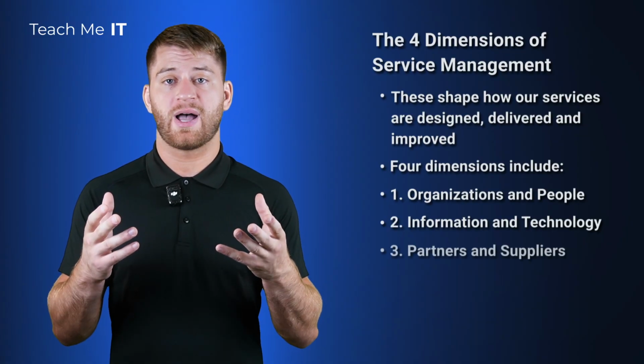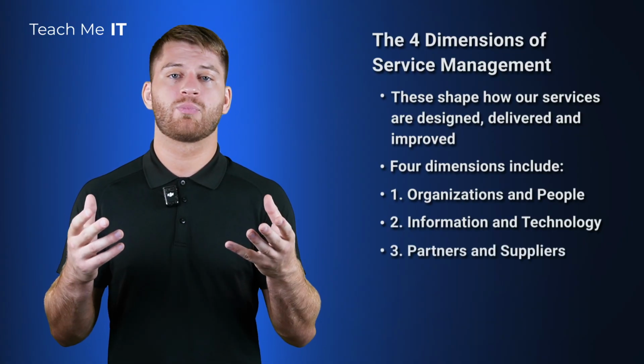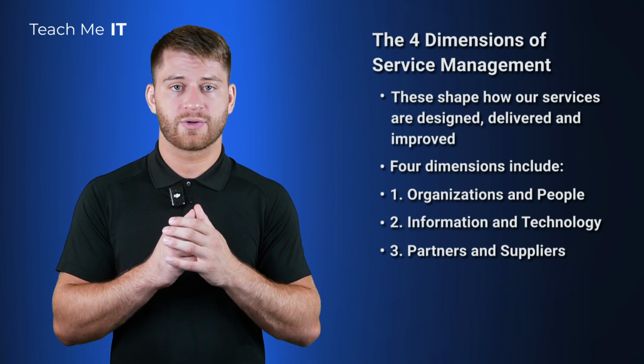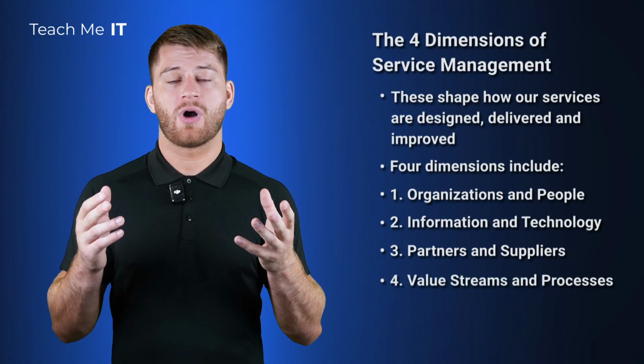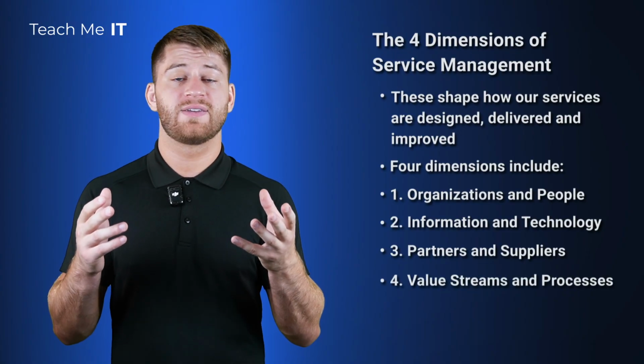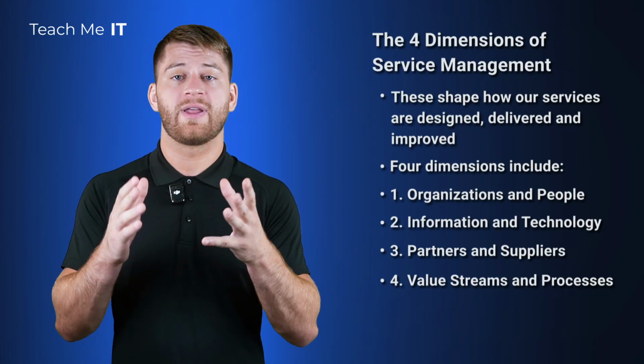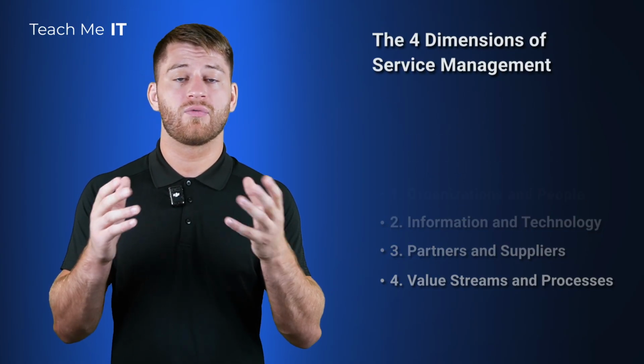From there, we have partners and suppliers, and these are the external entities that help us support service delivery, such as our vendors, third-party service providers, or outsourced contractors. Fourth and finally, we have value streams and processes, and these refer to the workflows, activities, and procedures that help us convert our customer demand into real outcomes, creating value for the customer, end user, and our overall business.